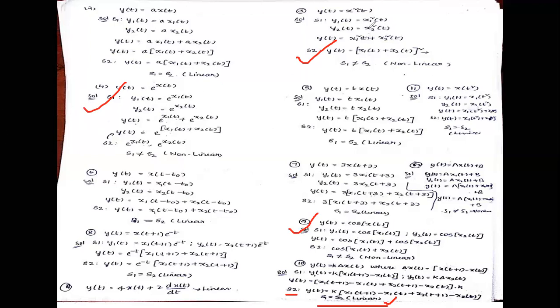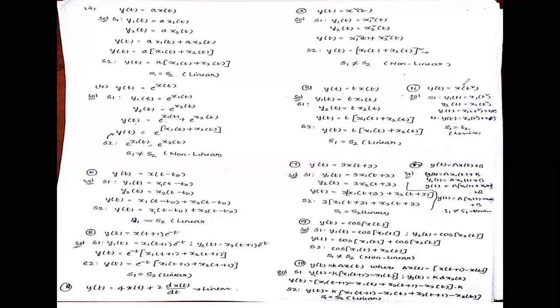Coming here, there is a lot of difference. x1 square of t is there. Now I am taking x of t square. y1 of t is x1 of t square, y2 of t is equal to x2 of t square. Add the two functions in step 1: x1 of t square plus x2 of t square. And in step 2, y of t is equal to x1 of t square plus x2 of t square only.